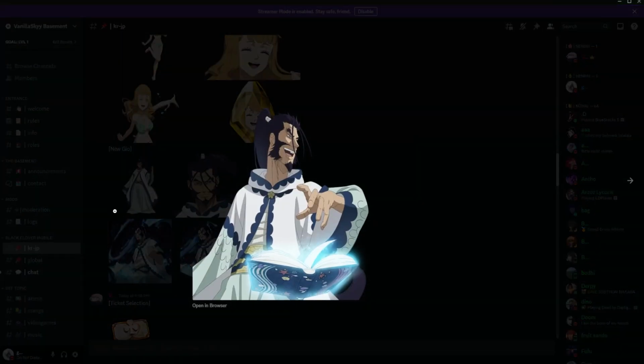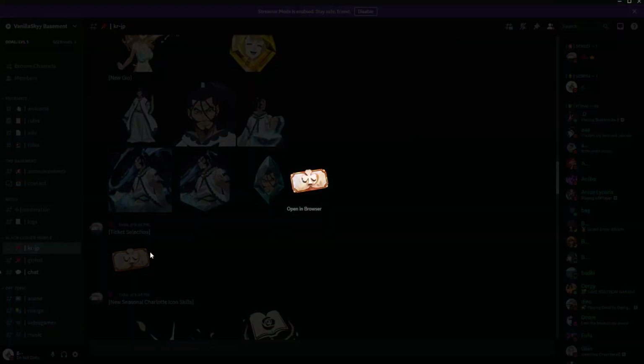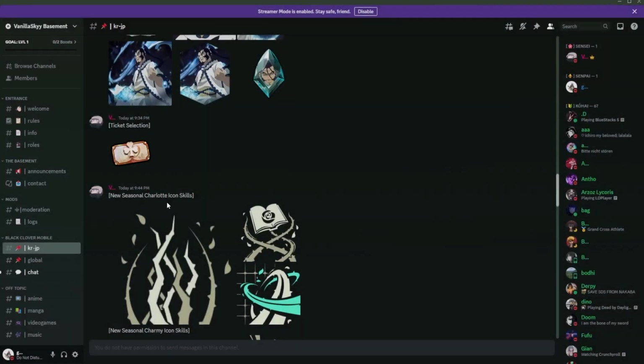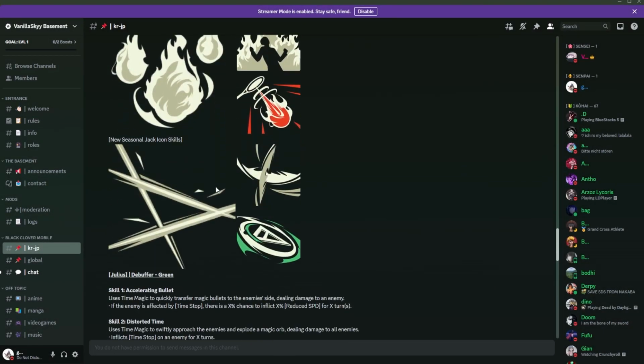Not much to say. I don't really care for him at all. Now, the ticket selection, this is what it looks like. I didn't show it in the last video, but I think this is just free summons from what was described below. But yeah, anyway, these icons, cool, cool, cool.